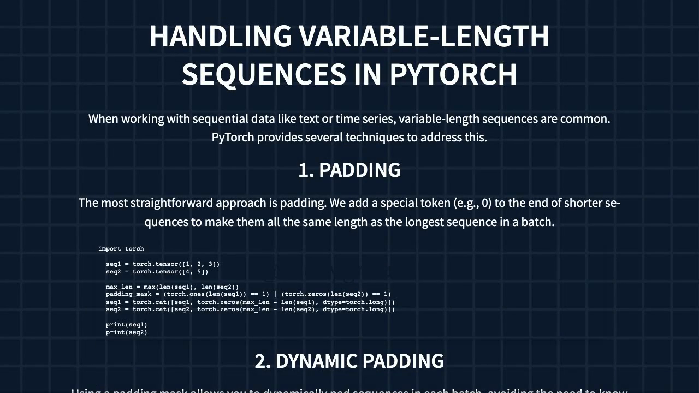Okay, let's talk about handling variable length sequences in PyTorch. A really common situation is when you have data like text or time series where each sequence isn't exactly the same length. The first thing we often do is padding, essentially adding a special token, usually 0, to the end of shorter sequences so they all match the longest one in your batch. We can achieve this using torch.cat and creating a mask. Another important technique is dynamic padding, where you generate a mask for each individual sequence before padding. Finally, when working with attention mechanisms, we use masks to ignore padded tokens, ensuring they don't influence the calculated weights.